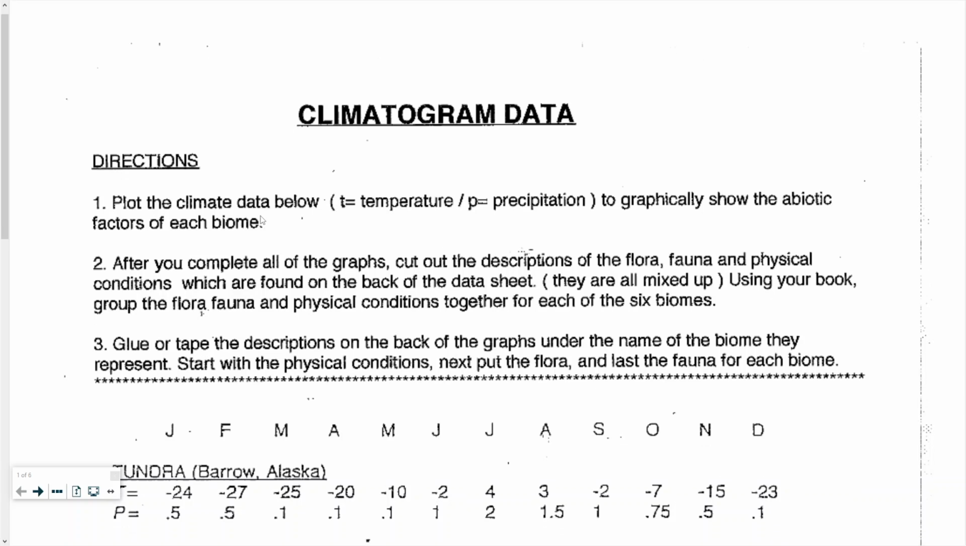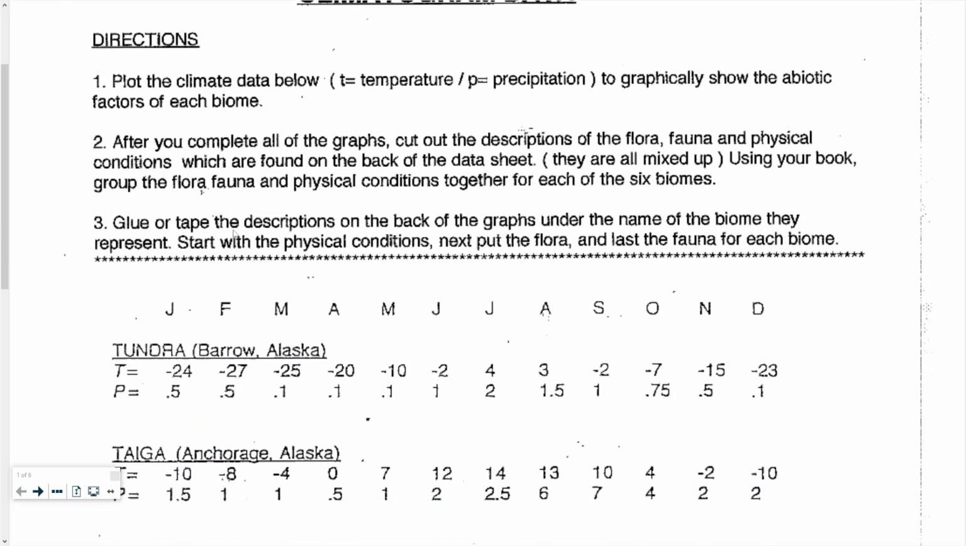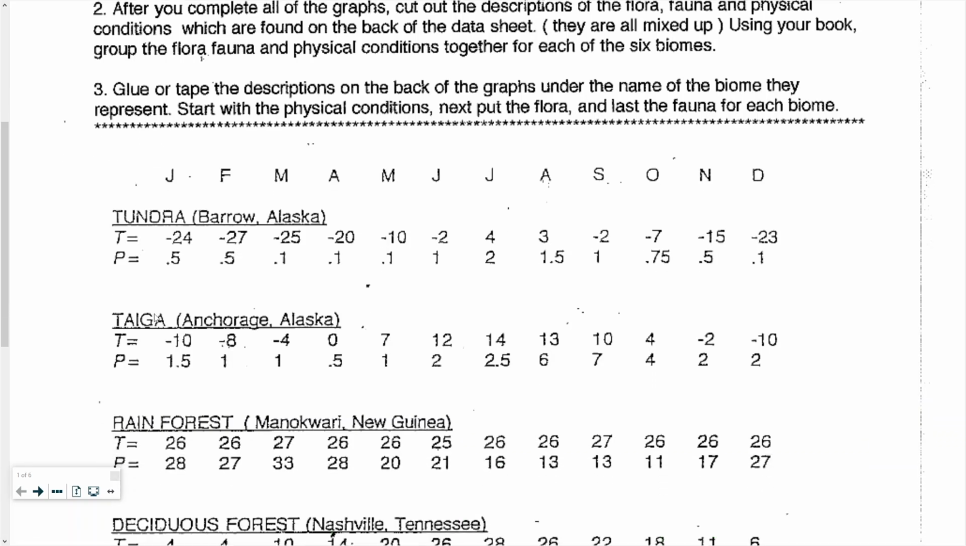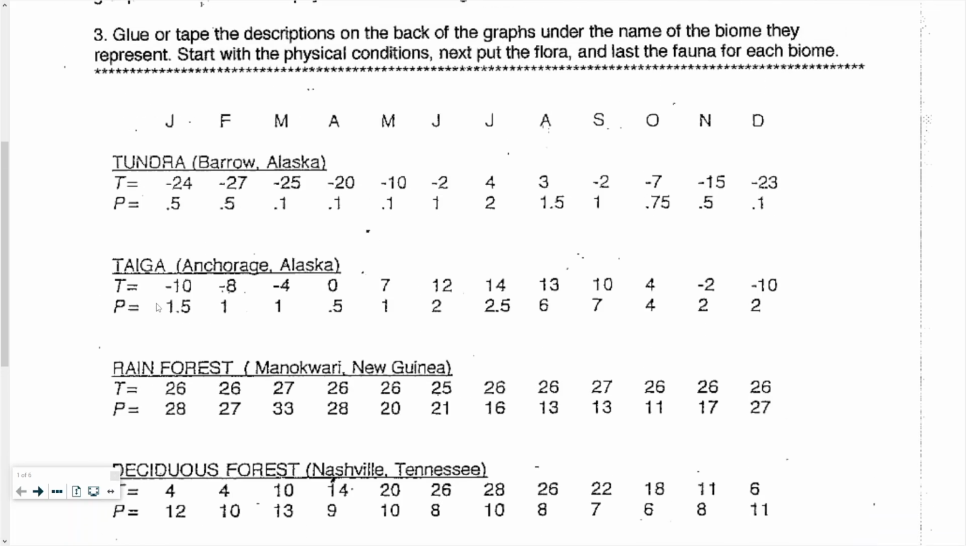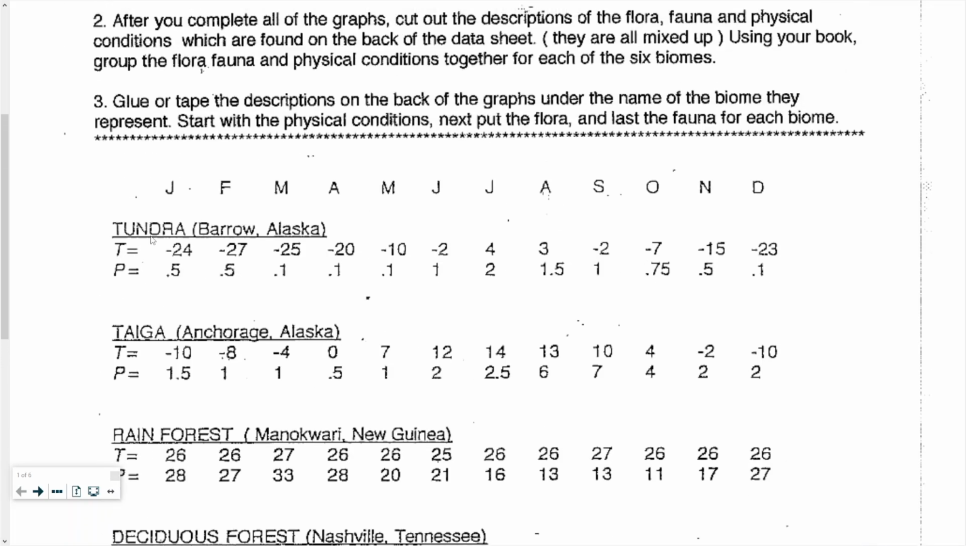There's a couple biomes listed for you down below here on this first page. The tundra is one, the taiga is one, the rainforest, deciduous forest, grasslands, and desert. What you've been given on this first page is the temperature in degrees Celsius over the course of a year. These are averaged monthly temperatures. So like this J is for January, F is for February, M is for March, so on and so forth. And you've also been given the amount of precipitation in centimeters for each of those months as well.